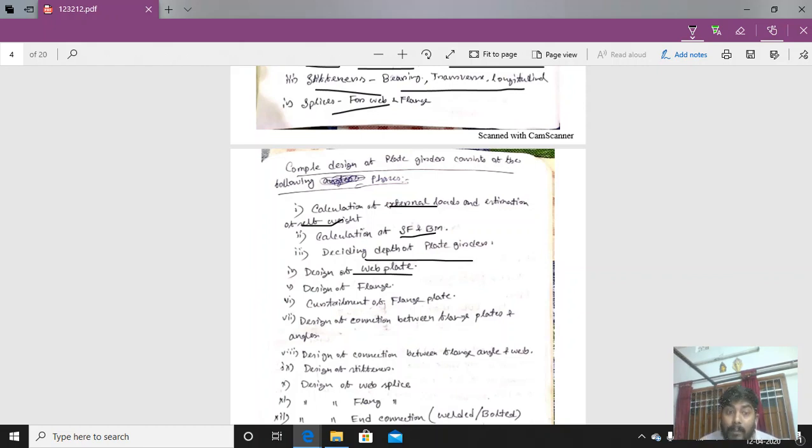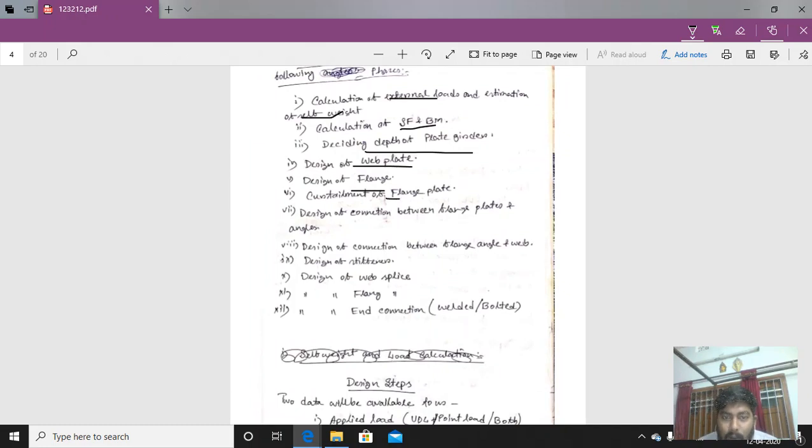Then the depth of the web plate, the depth of the flange, and curtailment of the flange plate. Curtailment of the flange plate is partial; you may or may not do that. Curtailment is not generally required, and we will not see that in our example. Then design of connection, which is the most important: flange plates and angles.